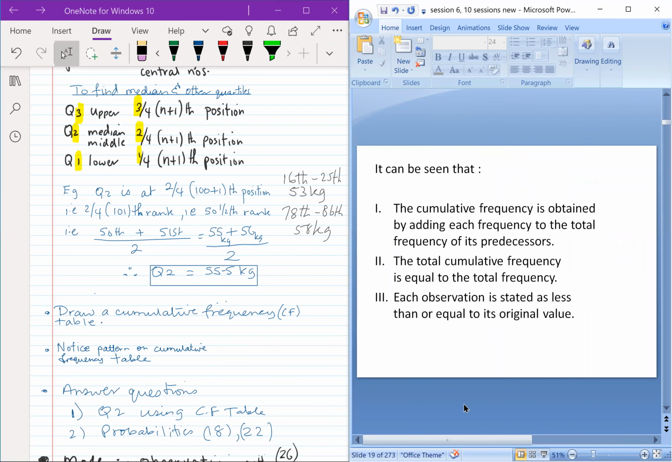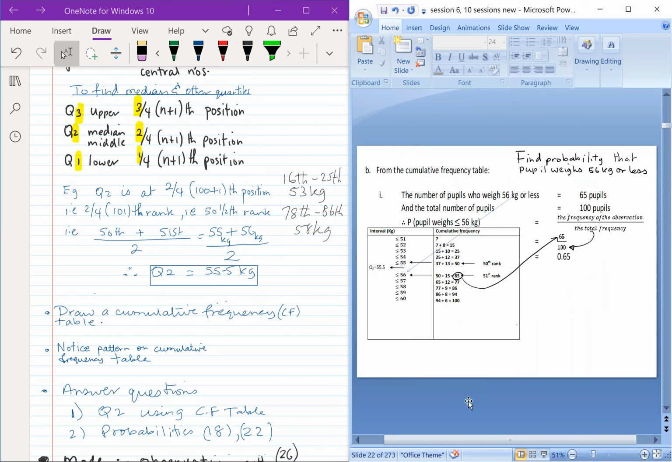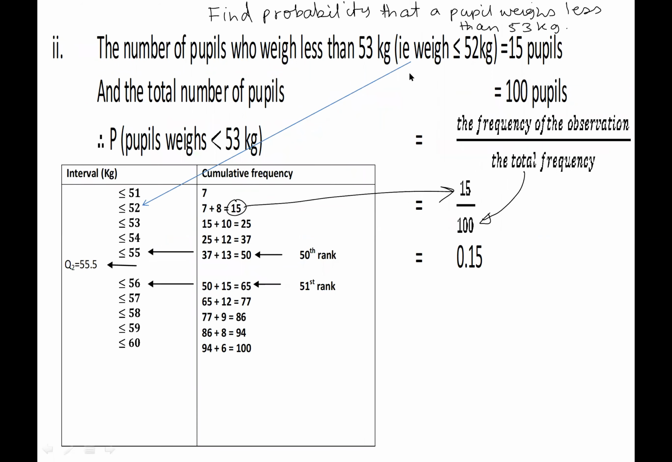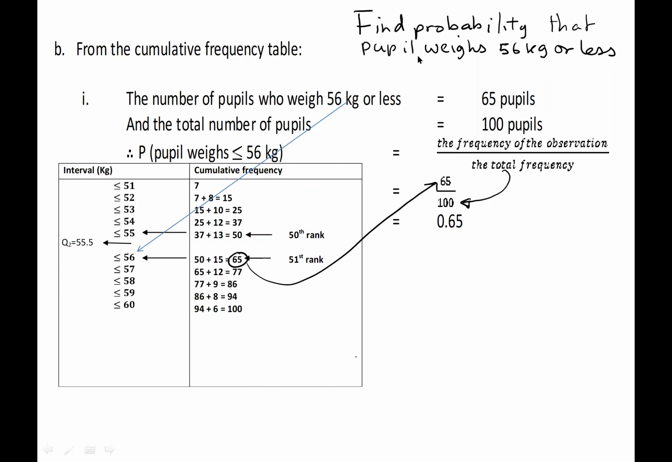So in this question too, they wanted us to do some other stuff. Let's see what other question they wanted us to do. I'm going to enlarge this because we need to talk about it a little more. One of the questions in this particular question, they wanted us to find the probability that a pupil weighs 56 kilograms or less. So the number of pupils who weigh 56 kilograms or less could be found from here. Now, why am I interested in that?